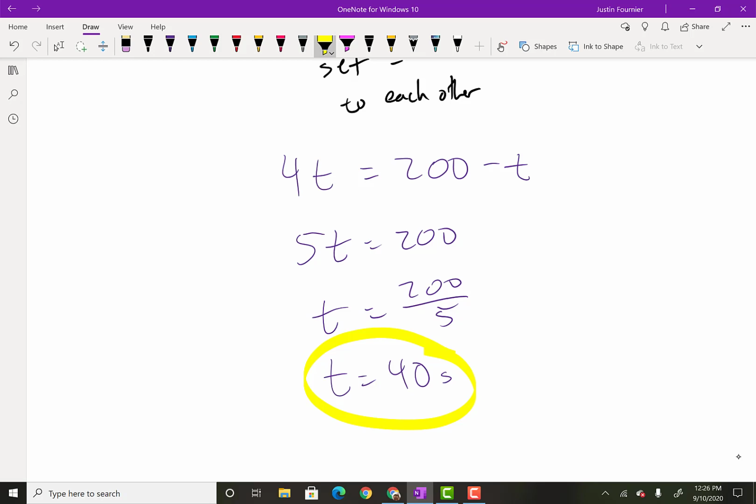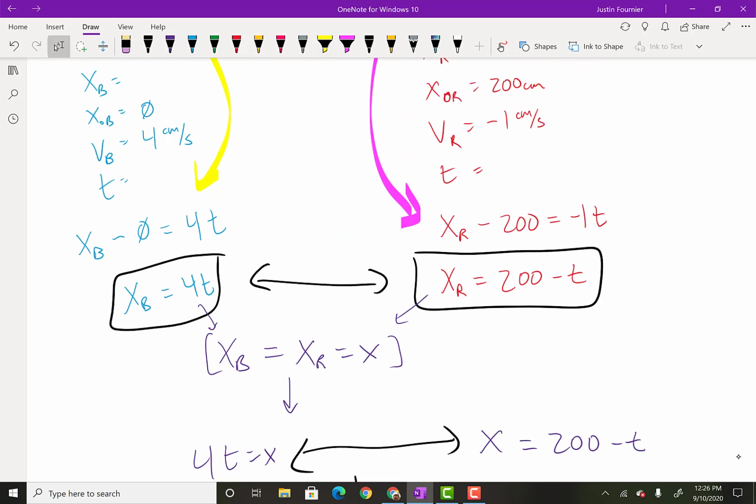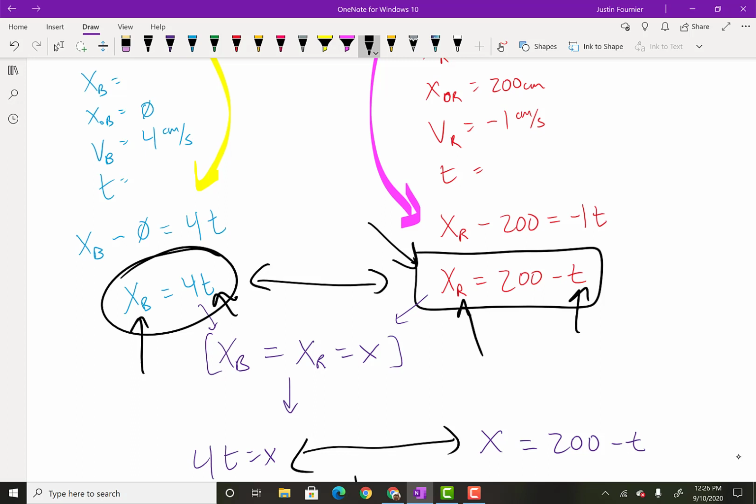So now that I got that time, I want to find out where they're going to meet. And I'm going to show you I can plug the time into here or into here. Because what these equations are doing is they're telling me the final position of the blue car given the time. So basically what this equation is telling me is, you give me the time, I'll tell you what the position of the blue car is. This one's saying, you give me the time, I'll tell you the position of the red car. And I can plug the time into either of them and I'm going to get the same position. Why? Because they're at the same position at the same time.